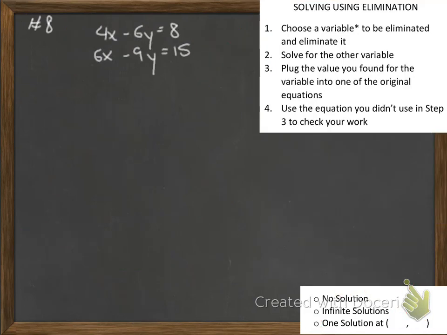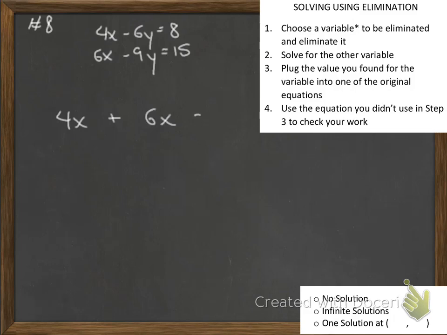Okay, let's do another problem. So we have 4x minus 6y equals 8, and we have 6x minus 9y equals 15. So once again, if I just add these and don't do anything else, you can see that you get 10x minus 15y equals 23. So simply adding these two equations together is not going to achieve our aim, which is to eliminate one variable. So you can pick x or y. I'm just going to pick x because, why not?